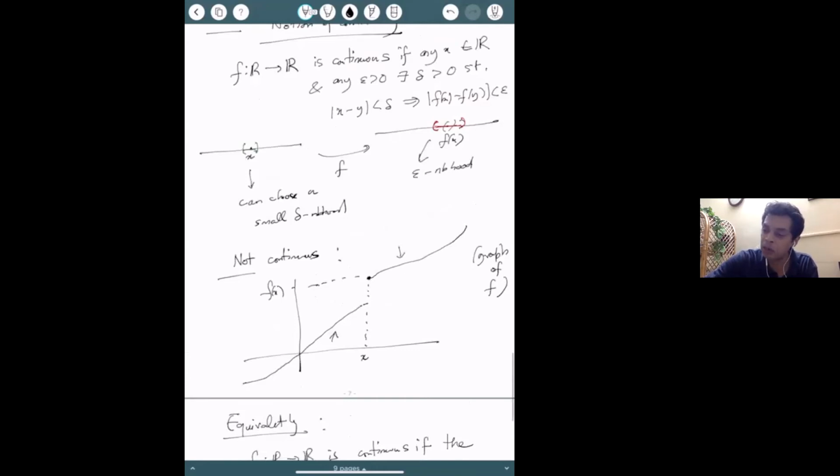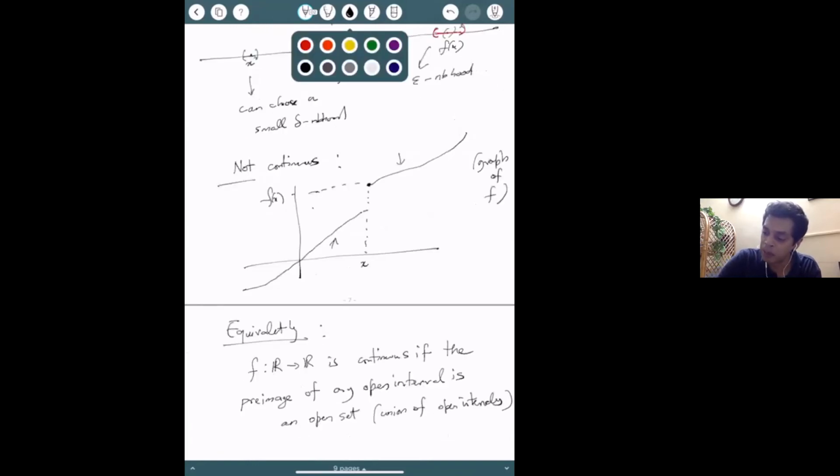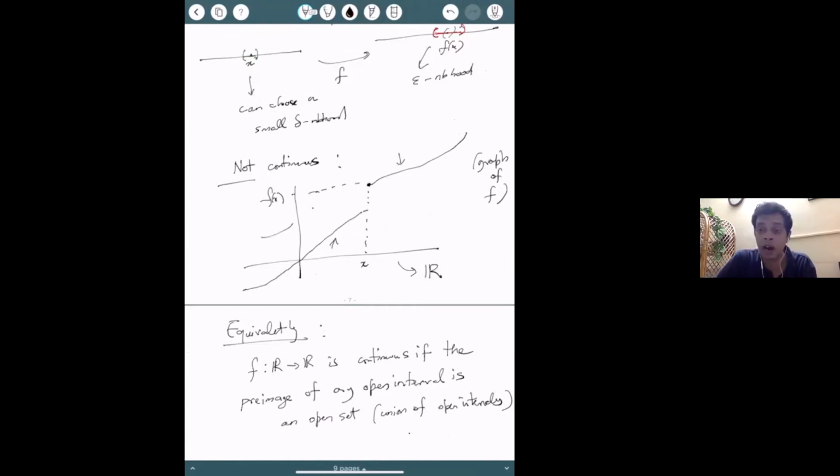So what happens when you take this open interval? Remember, when you draw a graph, this bottom line is the source R, and this vertical line, this y-axis, is the target R, right? So this is the real line, that's the domain, and this is the range. When I'm talking about the pre-image of an open interval, I have to take an open interval in the range. So if I take an open interval around this f of x, what is its pre-image? Pre-image means all the points that map inside this interval, right?